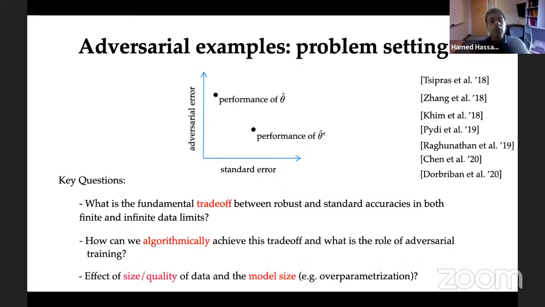And finally, what's the role of other properties of the model that come in? For example, what's the role of the size or number of parameters of the model, or the quality or size of the data, or the number of training data points? These are the key questions that we need to answer. Now, what I try to do is to consider the problem of Gaussian linear regression, and try to answer these questions within that problem.